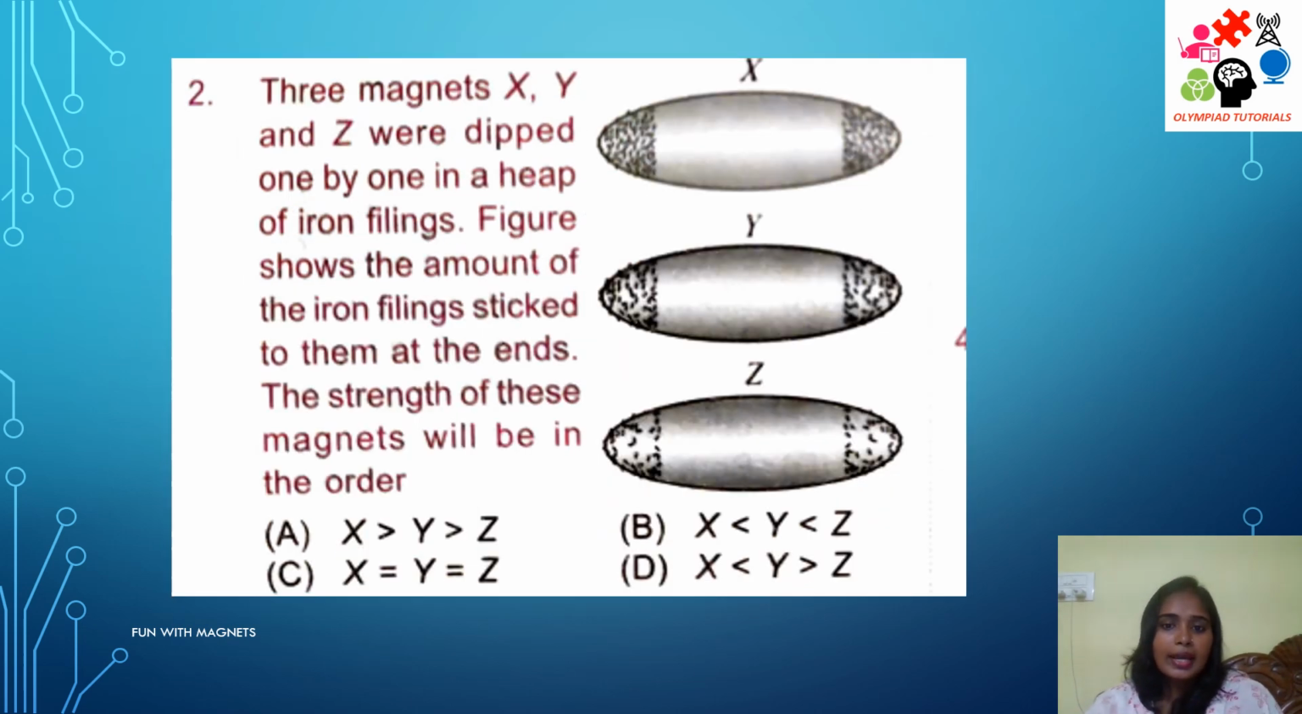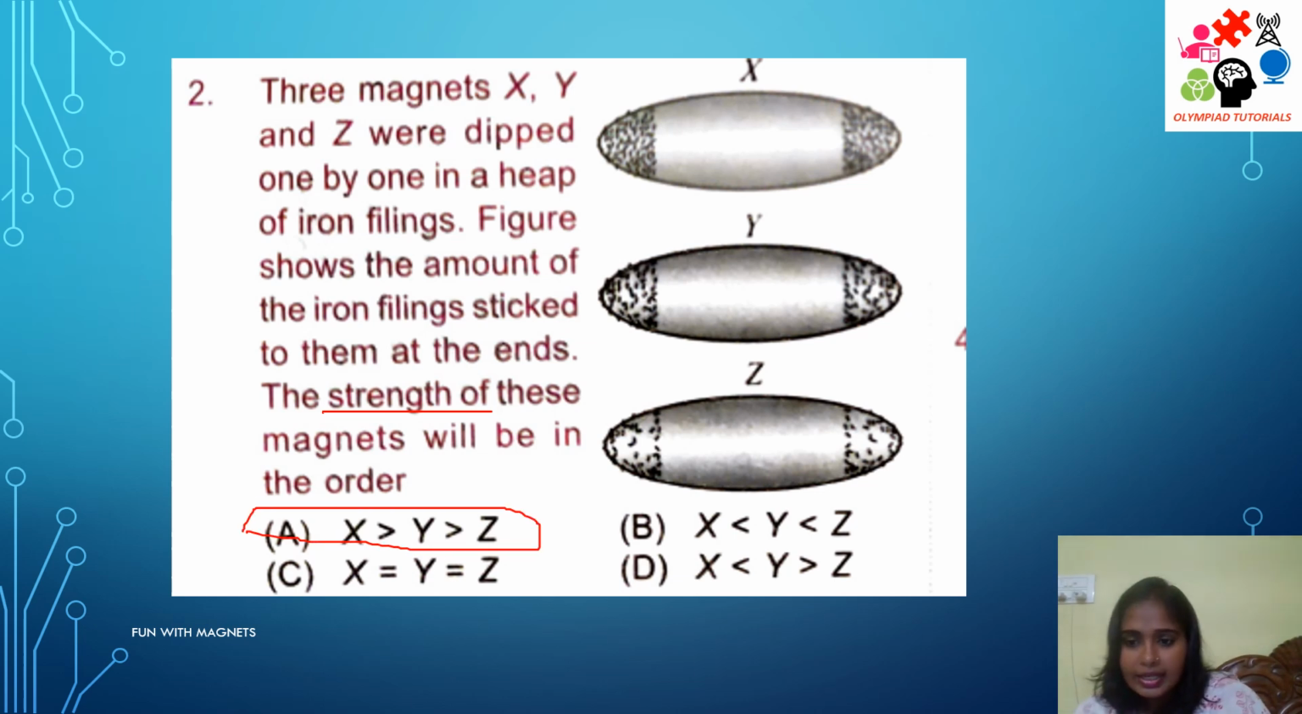Here you can see three magnets, and if they are dipped in the heap of iron filings, then we have to tell which magnet is having the most magnetic power, or you can say the strength of which magnet will be greatest. So after observing, you can see the iron filings are sticking more on the X magnet, which is followed by Y and then the Z. So here your correct option will be option number A.